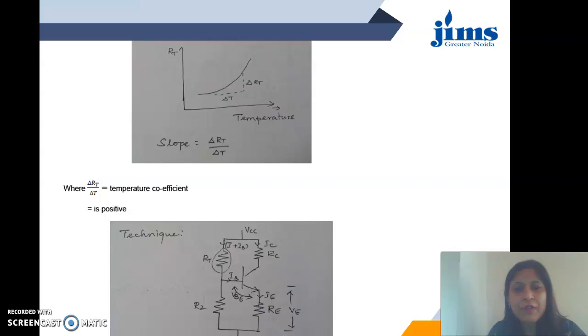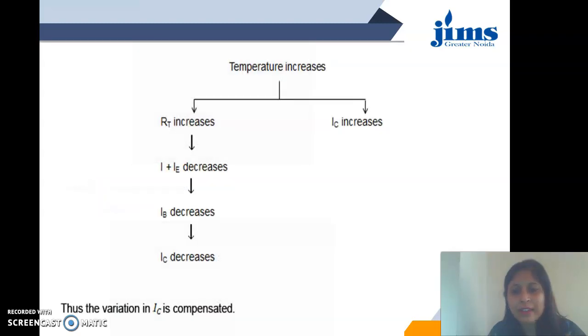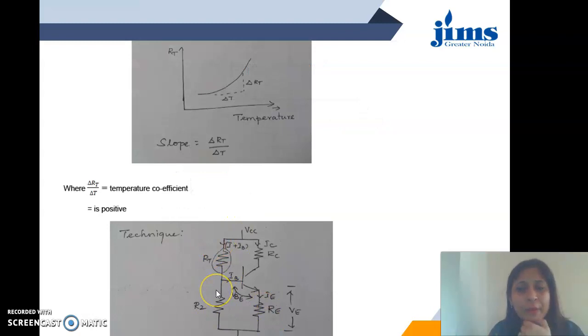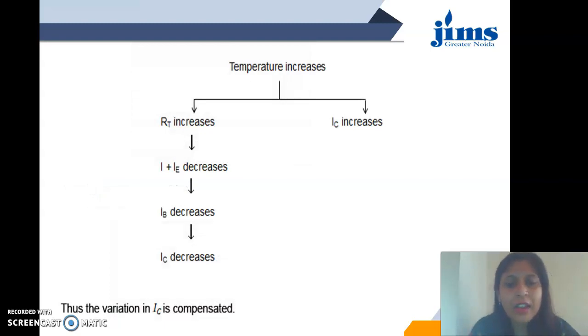Now the use of this sensistor is in this circuit as shown here. In this again potential divider network is used, and RT, which is the sensistor now, is connected in place of resistance R1. Now we have to see what will be the conditions to compensate the change in collector current. So here is the cycle, which says as the temperature increases, resistance also increases, which decreases the emitter current, decreases the base current, and decreases the collector current, and therefore the compensation is achieved.